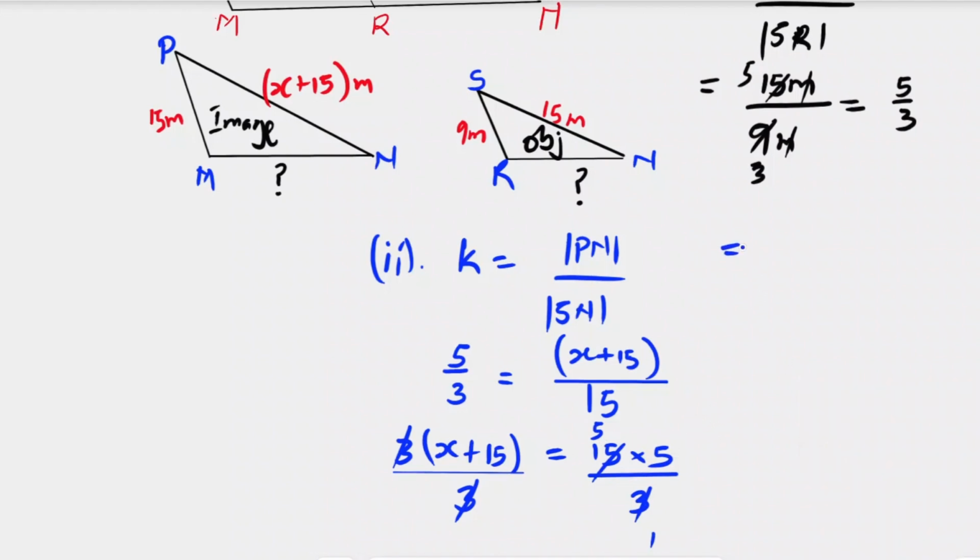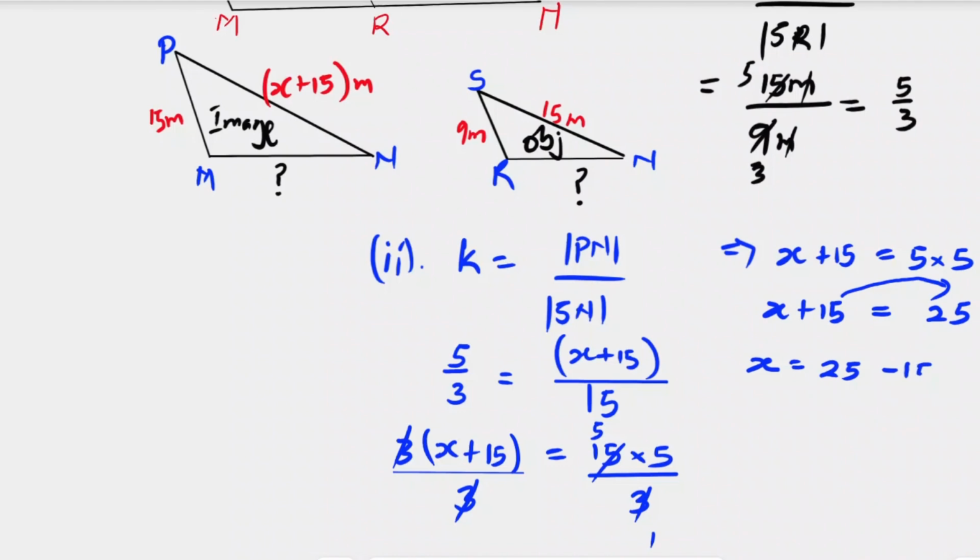So let me continue from here. This implies that we have x plus 15 equal to 5 times 5. So we're going to get x plus 15 equal to 5 times 5 is 25. If you want to find the value of x, we can subtract 15 from both sides, or simply take 15 to the other side. So x is equal to 25 minus 15. So x is equal to 10. That is 25 minus 15.